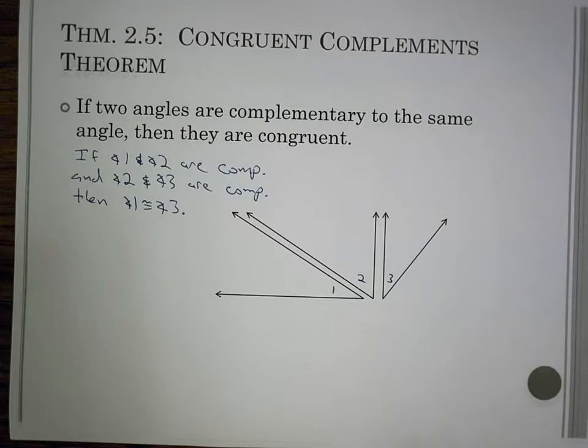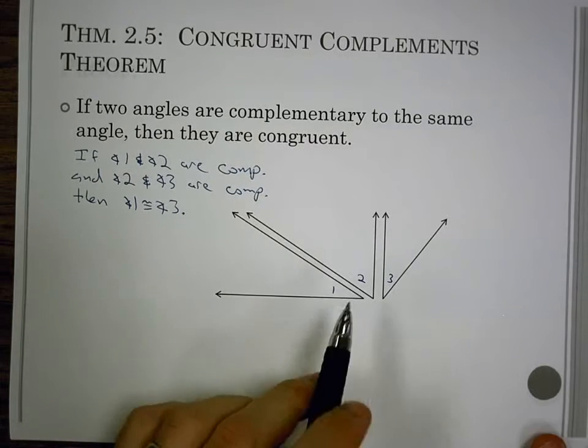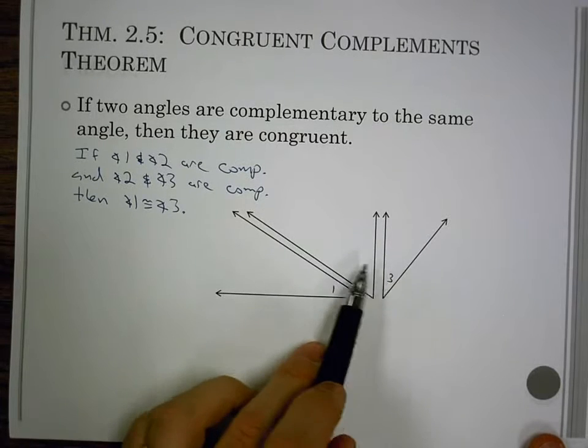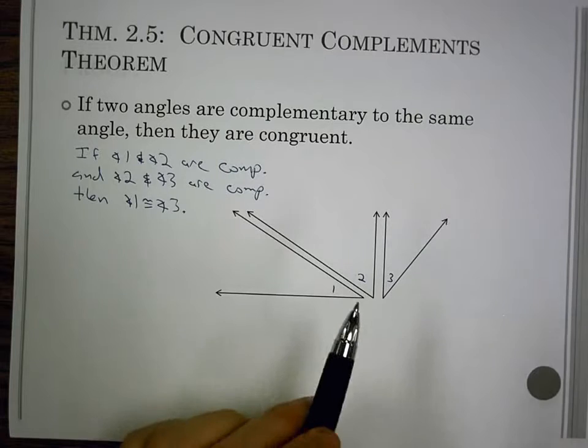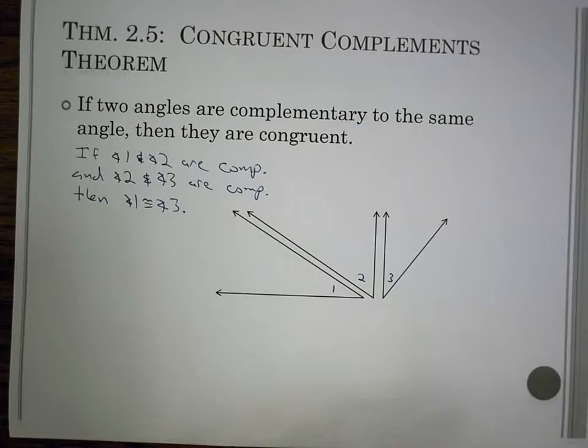And if we look at these two, they're really the same idea. These two angles add up to 90. These two angles add up to 90. But since 2 is the same in both, these two are going to be equal. So they're the same idea in both of them. So we're really going to only look at one of those proofs. So let's look at the congruent complements theorem. So we'll do this proof.